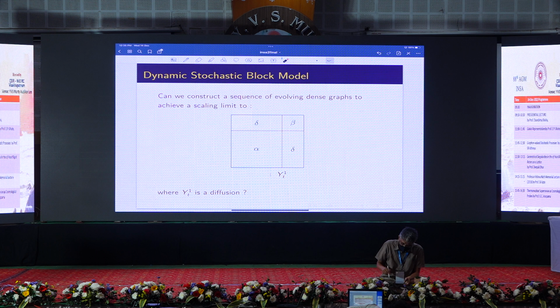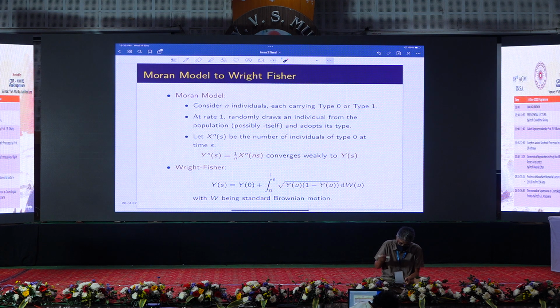Suppose I want to develop a dynamics in which this P is diffusing in a two-community graph. The way one does it is you introduce what's called a Moran model, in which each type is 0 or 1. At rate 1, each person imitates a type chosen from the population. That's called the Moran model in population genetics. All you do is keep track of the number of individuals of type 0. Then it's known in probability that the fraction converges to a Wright-Fisher diffusion. This sort of theory is available to you.